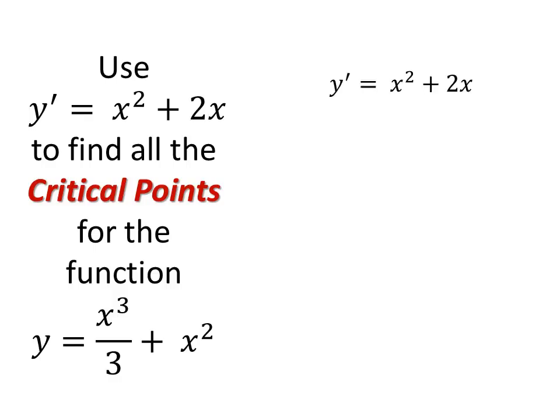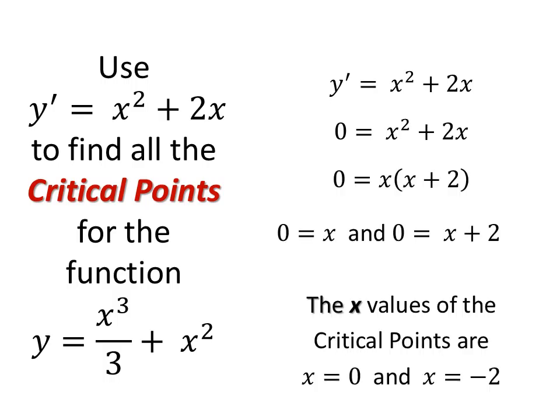Here's my derivative. I set it equal to 0. I want to find where the slope is 0. I'm going to factor, and I'm going to solve. I now know that the x values of the critical points are 0 and -2. Okay? I have 2 critical points.